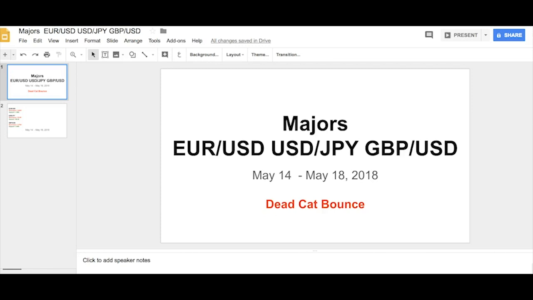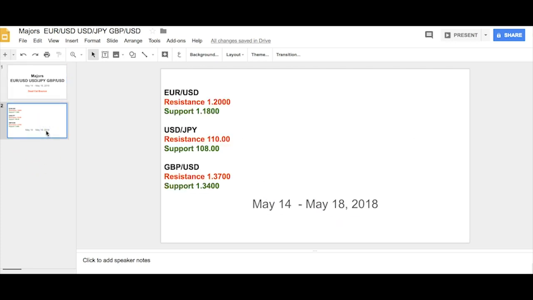Welcome to the weekly technicals for Euro dollar, dollar yen, pound dollar, the majors for May 14 to May 18, 2018. And really next week could be the dead cat bounce week. We certainly saw a bottoming out of both the euro and the pound this week and a topping out of the dollar yen. So certainly we have a chance for extension of this counter trend rally in the dollar as the week progresses. The levels have moved down a little bit in the euro. We're now trading 118 support, 120 resistance, and probably, as we'll see in the charts, resistance could go as high as 121 on that level.